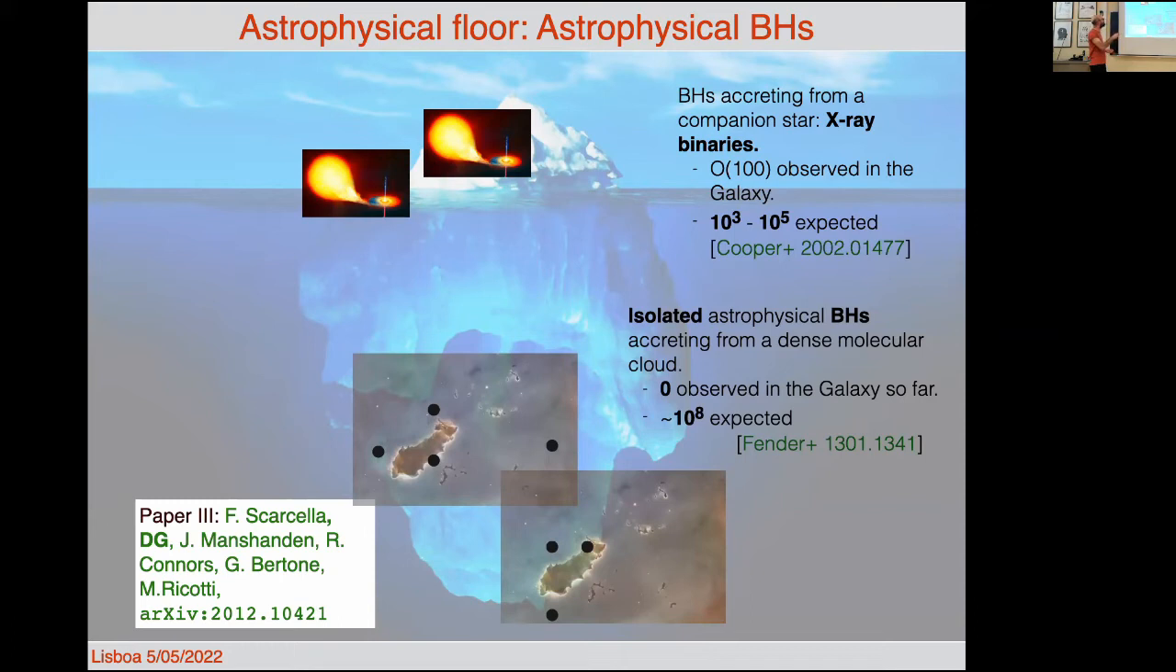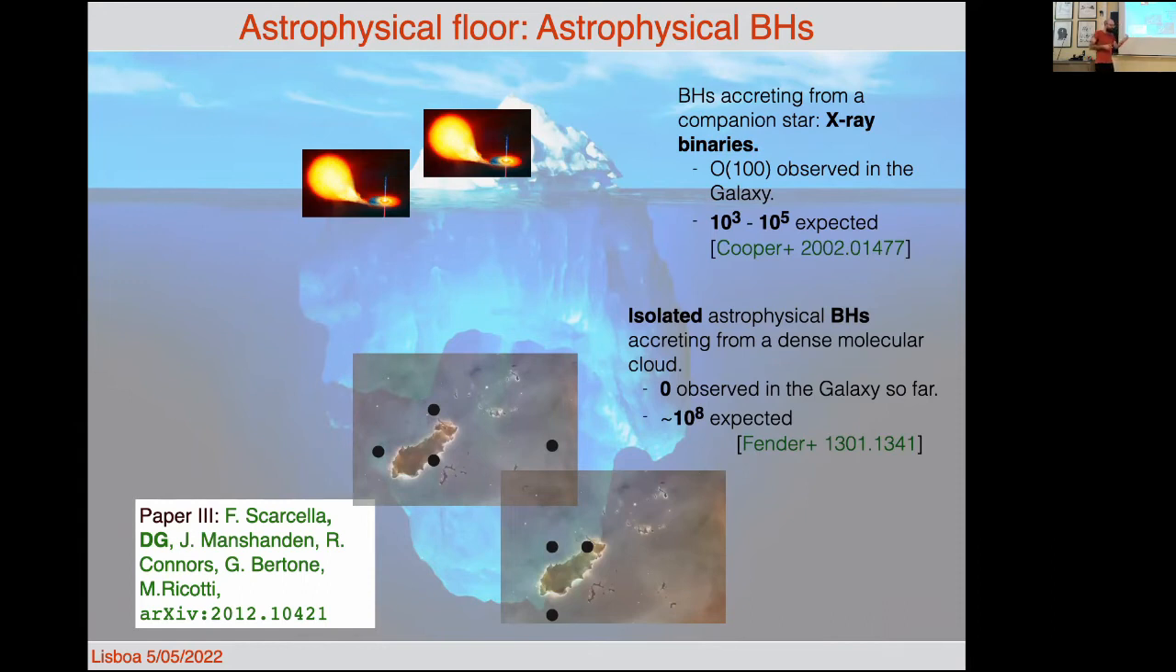We only detect in our galaxy the black holes that accrete from a companion star. These are the X-ray ones. We observe them very well. We have catalogs, but then we expect to have 10 to the 8 isolated astrophysical black holes in our galaxy just from stellar evolution. And this is the big iceberg that we can detect with this channel. And so there is an interplay between the primordial black hole search in this channel and the search for isolated astrophysical black holes in this channel.